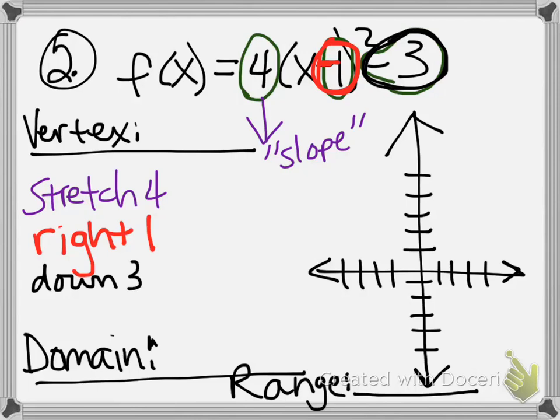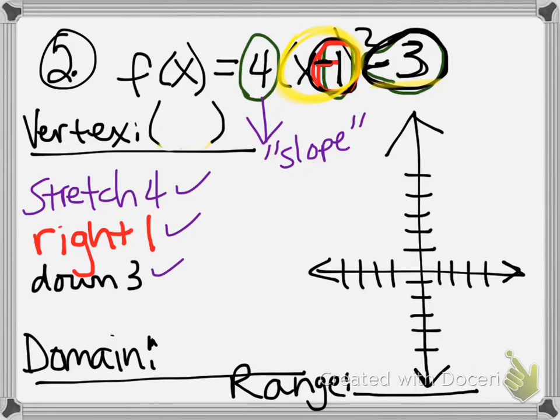I can tell my vertex from looking at this to begin with because this -1 right here and the -3, together they make my vertex of 1, -3. Remember, anything that's inside of x world is going to be opposite. So it says x -1, so we're going to have +1 here, and -3 gives me the -3. If you have trouble with that vertex, then you should go ahead and graph it first and then see where you are. So we've discovered stretch 4, right 1, down 3.